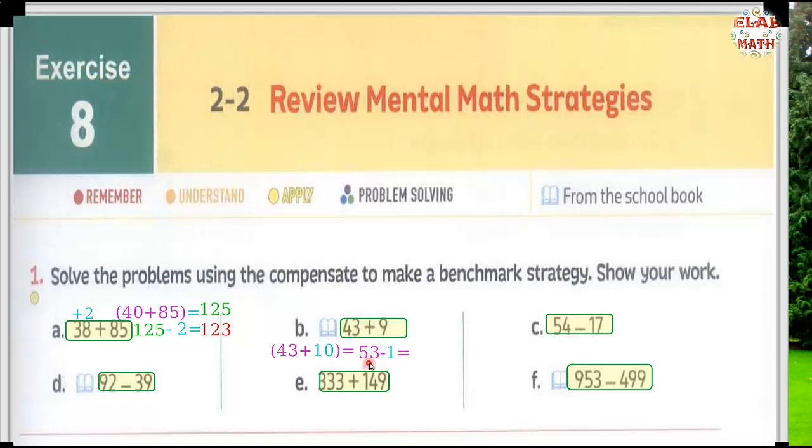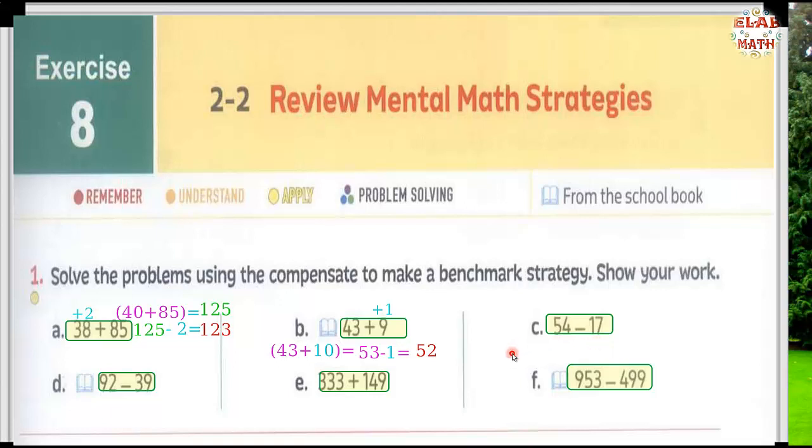We said after you get the sum, you should subtract the same amount. We added 1, so you should subtract 1. 53 minus 1 is equal to 52. 52 is your answer. Next one, we have a subtraction statement. 54 minus 17. If you want to subtract, you should add an amount to the subtrahend. Where is the subtrahend? The subtrahend here is 17. You can add 3 to make 20.